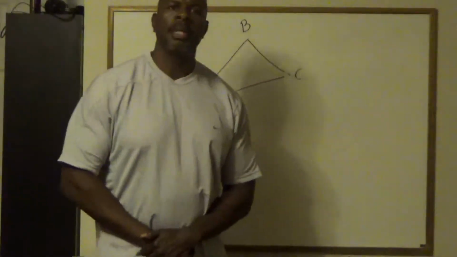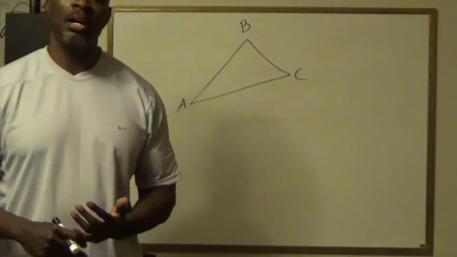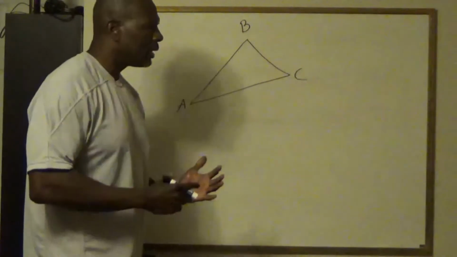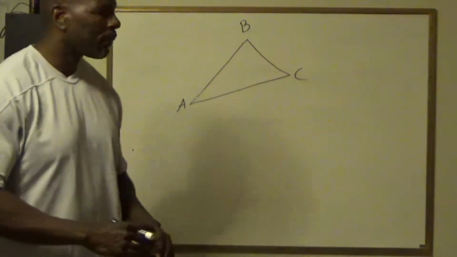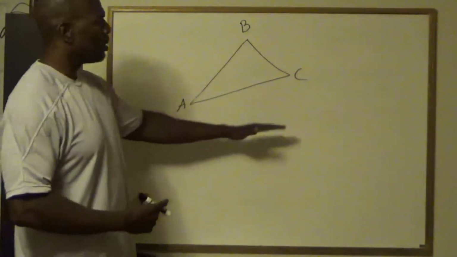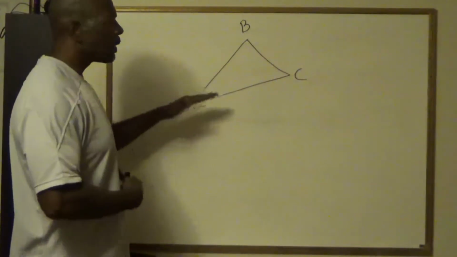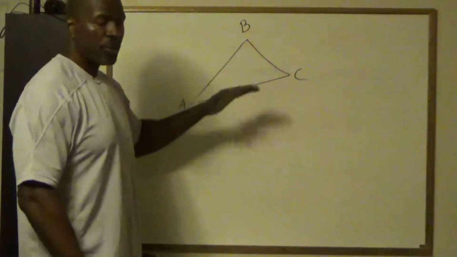Math people. Today's math question is, how do we get the law of cosines? The law of cosines is a formula that's used to solve oblique triangles when given certain information. What I have here is an oblique triangle, oblique meaning not a right triangle, and I'm going to develop the law of cosines with this oblique triangle.